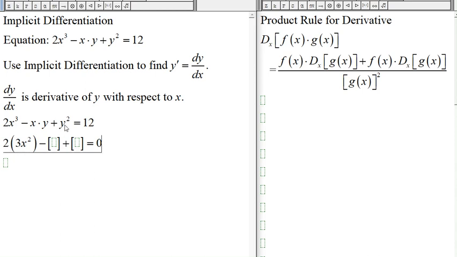For the derivative of y^2, we use the chain rule here. First we do the regular derivative, which is 2 times y. And because we're doing the derivative with respect to x, using the chain rule we have to multiply this by dy/dx.